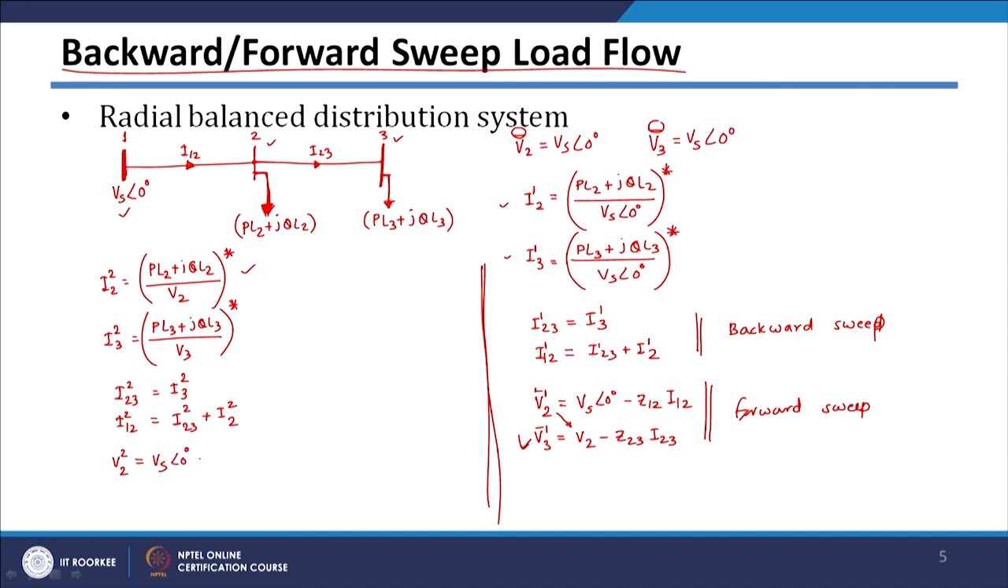So, Vs angle 0 degree minus Z12 into I12 at second iteration, this was the first iteration. So, I just have to write first iteration here, and this is Vs, it will also be at first iteration. Then V3 at second iteration will be equal to V2 at second iteration minus Z23 into I23 at second iteration, and we have to keep repeating this pattern till we converge.